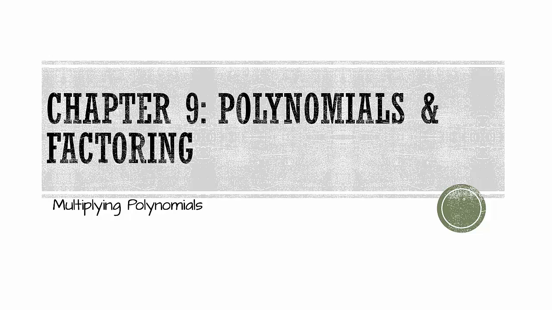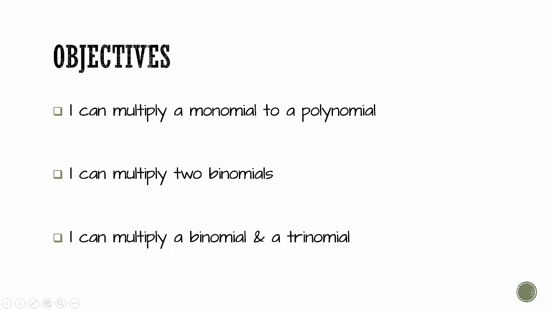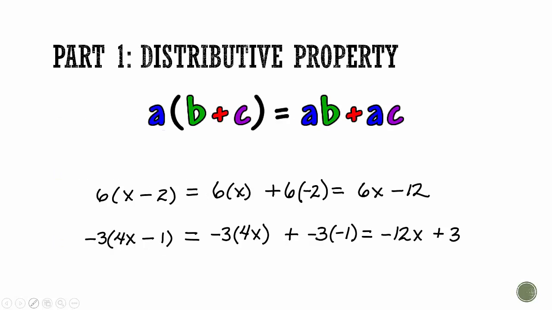So after addition and subtraction of polynomials, we're going to learn how to multiply them. By the end of this lesson, you should be able to multiply a monomial and a polynomial together. You should be able to multiply two binomials, and then a binomial and a trinomial. And all of this stems from the distributive property.